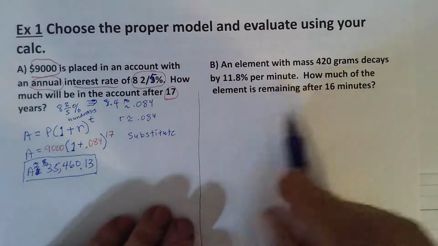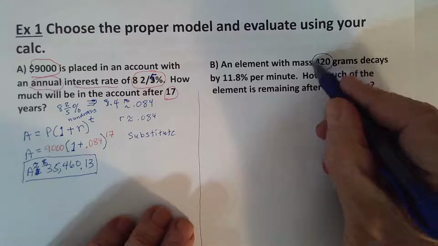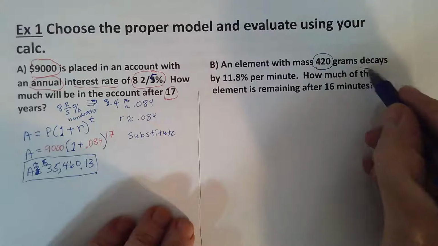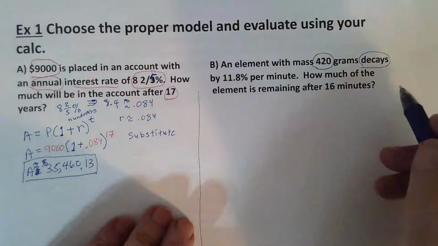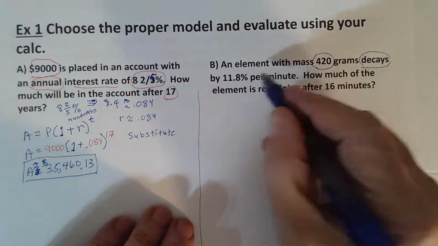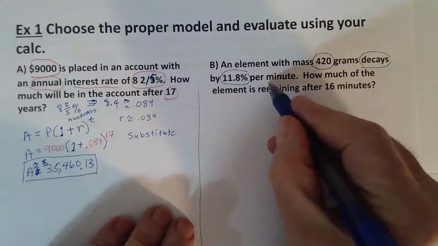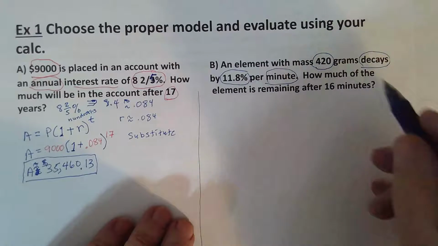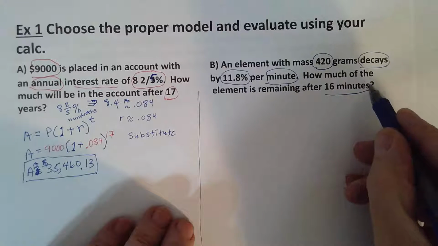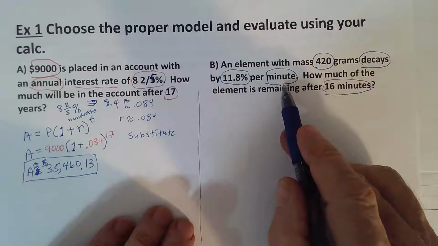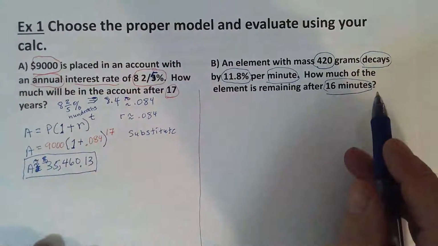So the next one says an element with a mass of 420 grams. So here's 420. That's an important number. And then decays. That's really important. That means you're doing a decay as opposed to growth, by 11.8% per minute. Okay? How much of the element is remaining after 16 minutes? Now, the good thing about this is you'll notice we have minutes here and minutes here. We can keep this in minutes. We don't have to convert anything.